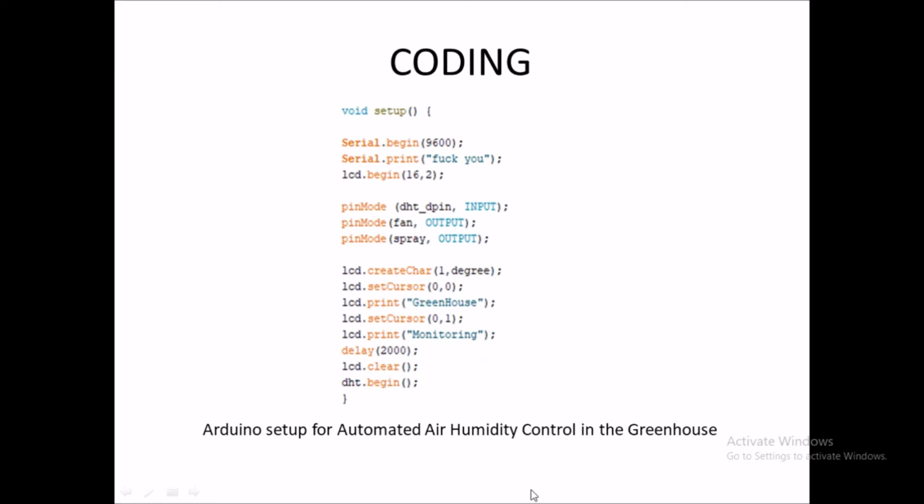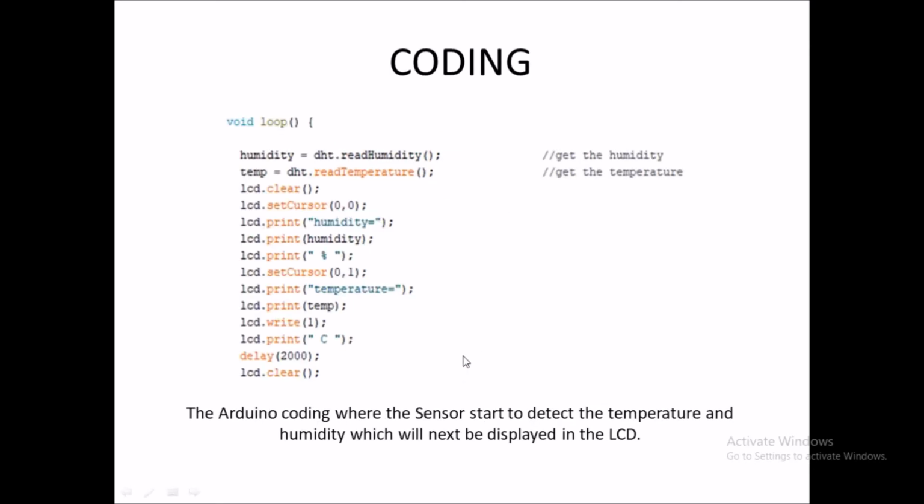Next is the Arduino setup for automated air humidity control in the greenhouse. The DHT is determined to be the input, while the fan and spray are determined to be the output. And then the LCD will start to display greenhouse monitoring.